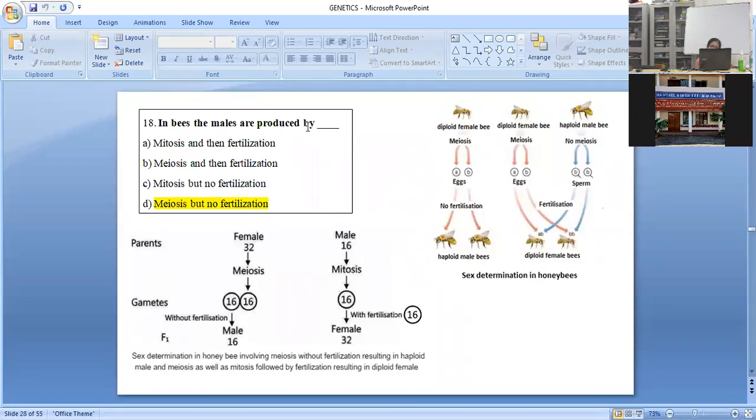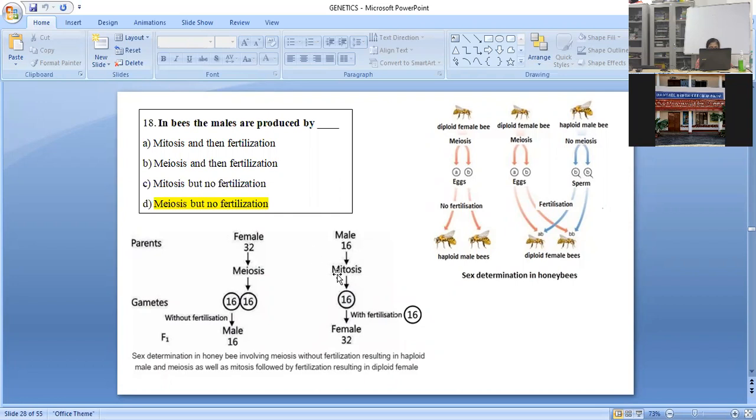Now in bees, the males are produced by, it's an interesting question and a bit confusing one too for the students. In bees, the males are produced by, we have 4 options: mitosis, then fertilization; meiosis, and then fertilization; mitosis but no fertilization; meiosis but no fertilization. So let's see how the bees reproduce.